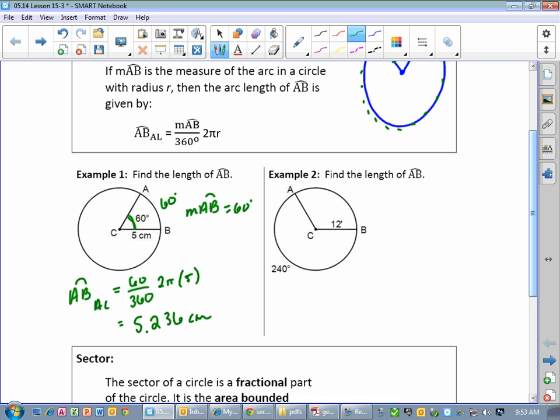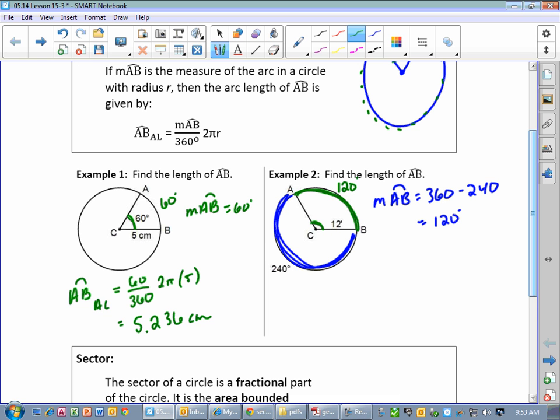Example 2 says find the length of arc AB. Well, again, here's arc AB. We're not given the measure of this central angle. We don't know what that is. Instead, we know the measure of this, what's this called again? Major arc, right? So we know the major arc, so how do we get the minor arc? Okay, so the measure of arc AB will be 360 minus 240, which is 120 degrees. So this arc up top here that we're looking for is 120 degrees.